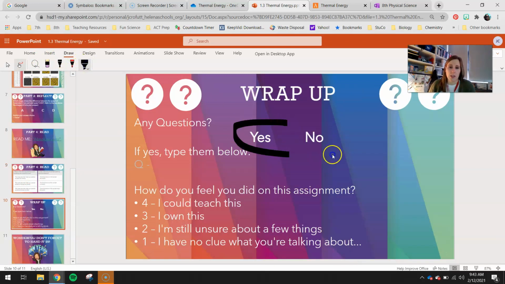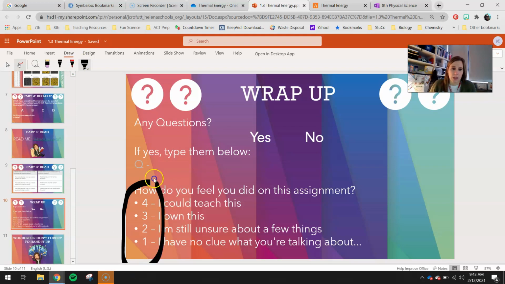Do you have any questions? Circle yes or no. If you have anything that you want to know about, go ahead and type them in there. If it's something that's preventing you from completing this assignment, make sure you guys get it to me right away. And then finally circle 4, 3, 2, 1. How do you think you did?